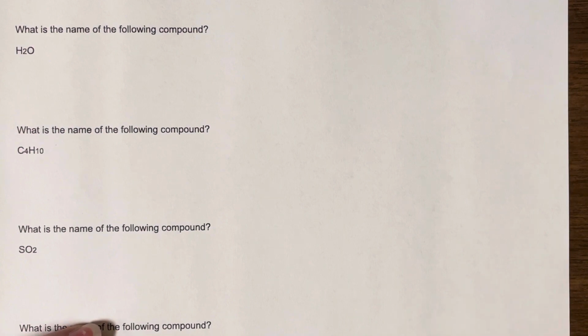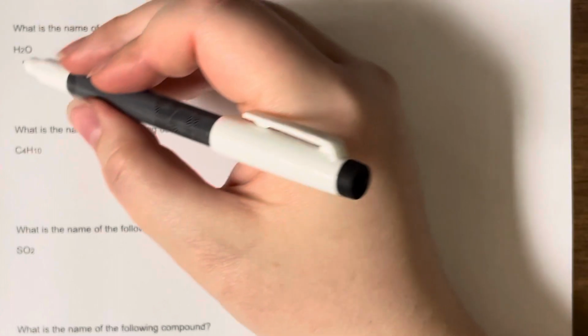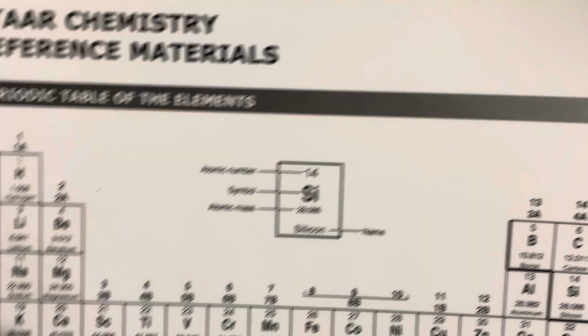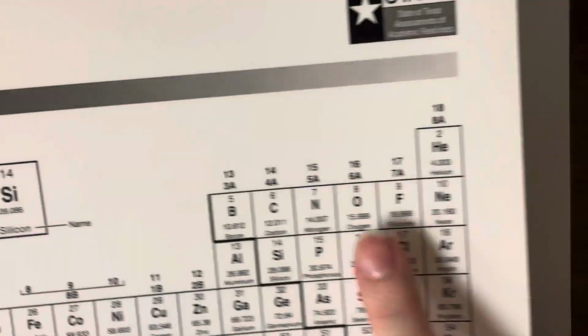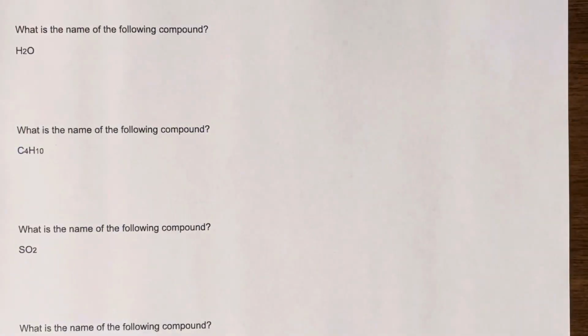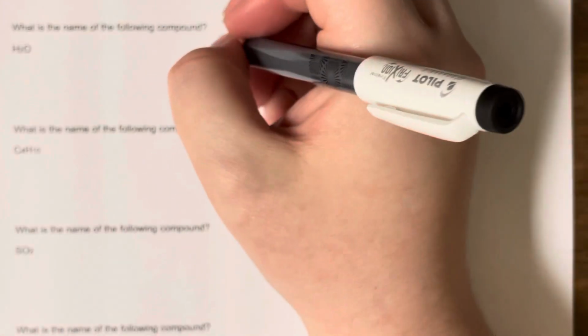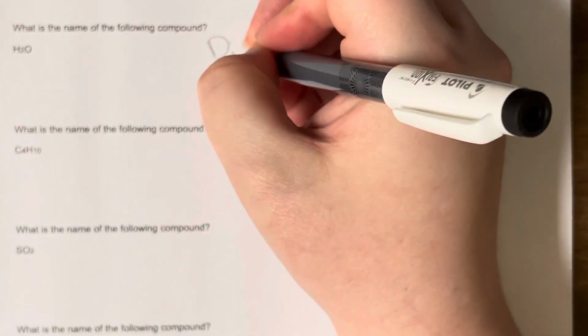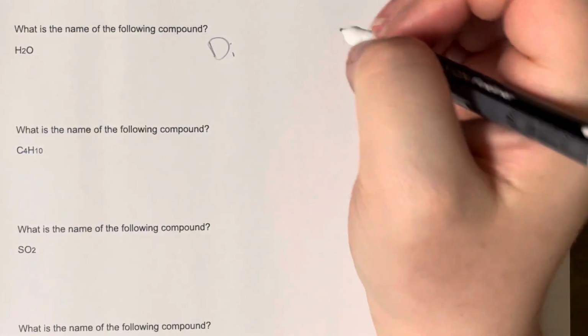What is the name of the following compound? H2O. So first I need to figure out who these people are. H is hydrogen and O is oxygen. These are both nonmetals, which means that this is a covalent compound. So instead of finding charges, I am just going to name it with prefixes. The subscript for H is 2, so I need the prefix di. And then since hydrogen is in the first position, I don't change the suffix, so dihydrogen.